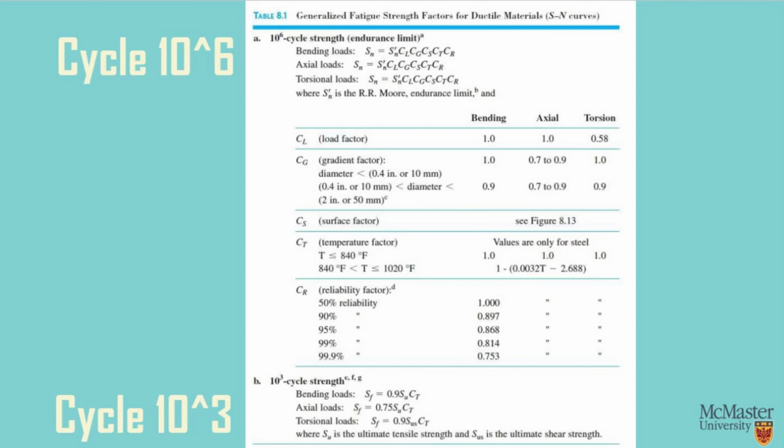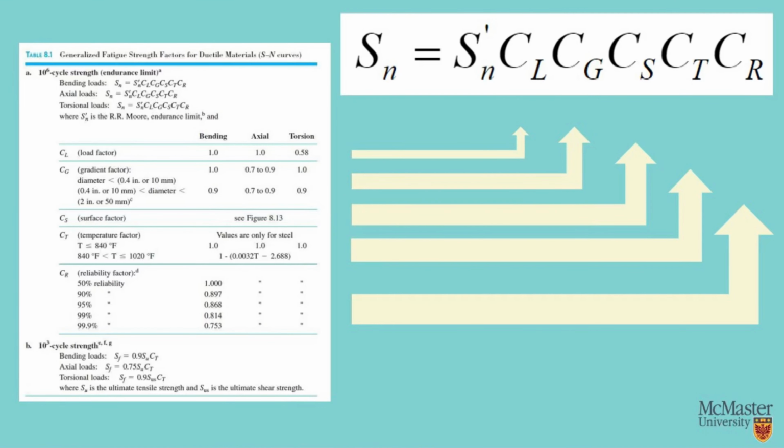In this slide, I have listed the 10^6 cycle and 10^3 cycle strengths. The 10^3 cycle fatigue strengths for different types of loading are given in the table. So are the 10^6 cycle strengths. The fatigue strengths at any number of cycles can be graphically determined using the SN plot.